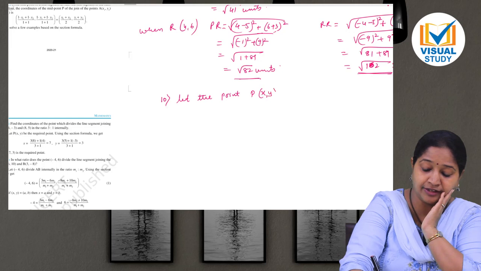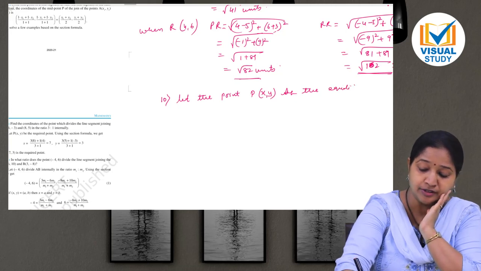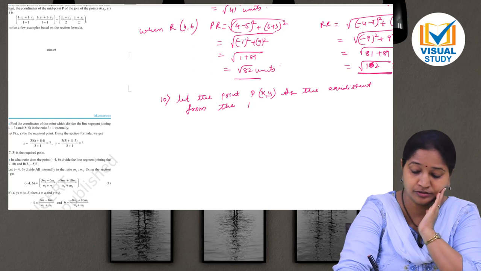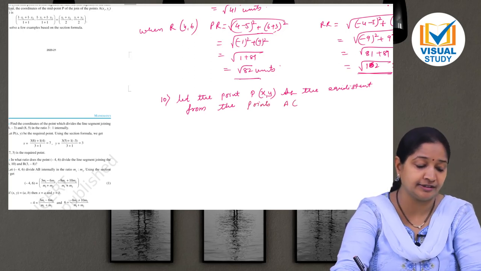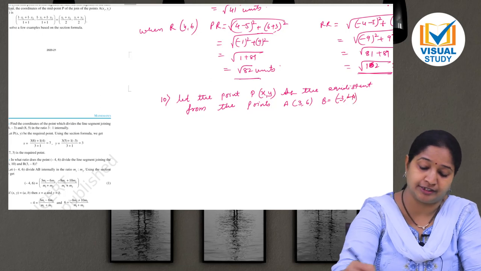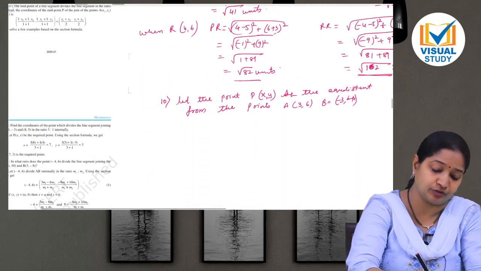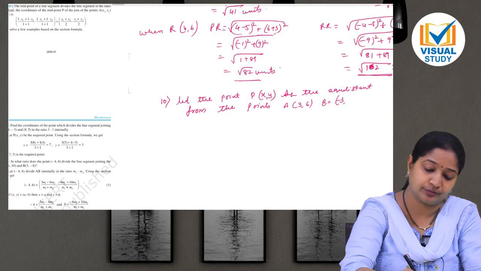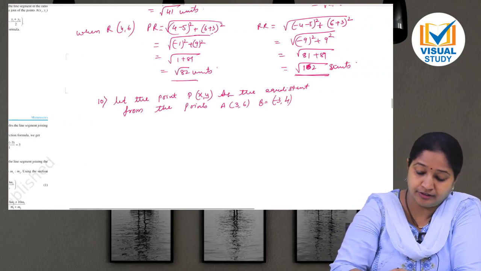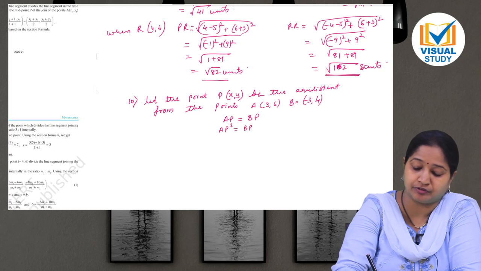Let the point P (x, y) be the equidistant point. Now they have given us equidistance from the points: A point is (3, 6), B point is (minus 3, 4). Again the same thing: AP is equal to BP. Now AP square is equal to BP square.